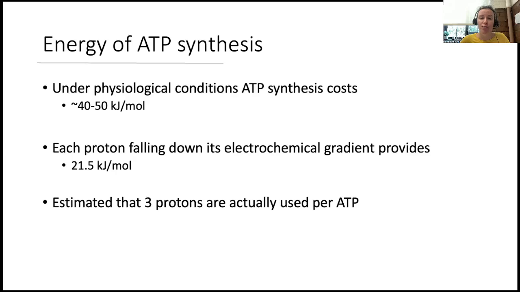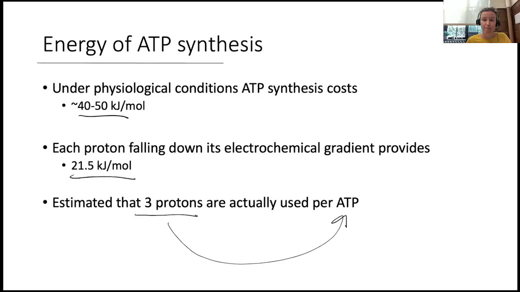What else do we know? We know that the synthesis of ATP under physiological conditions generally costs 40 to 50 kilojoules per mole. We know that each proton falling down its electrochemical gradient provides about 20 kilojoules per mole. All in all, we estimate that it takes about 3 protons falling down the gradient to synthesize a single molecule of ATP.